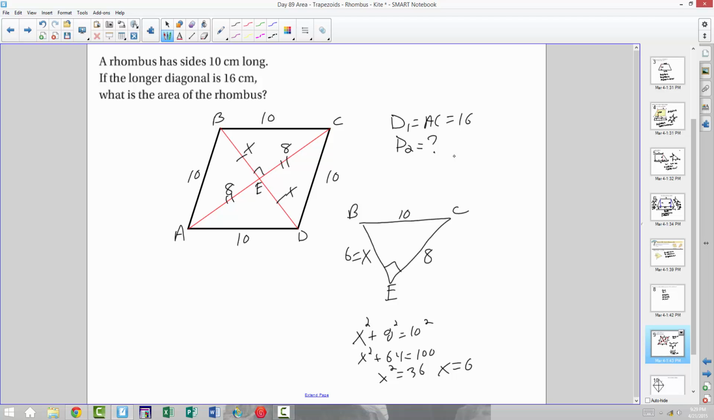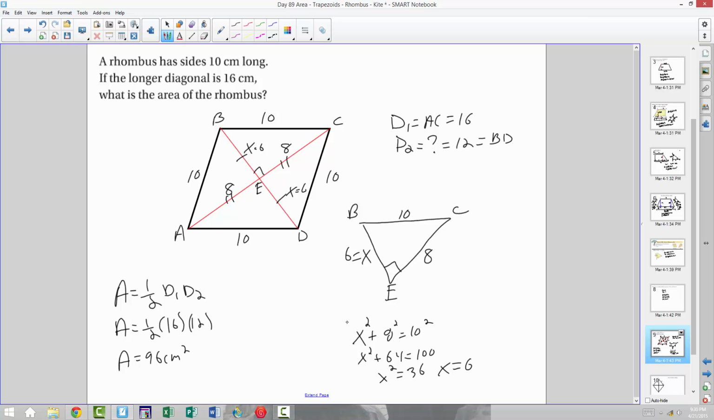x is equal to 6, therefore diagonal 2 is equal to 12, because if x is equal to 6, B to D is 6 plus 6, which is 12. Okay, that was the length of B to D. So now I know my area, which is half of D1 times D2. Area is half of 16 times 12, which gives me 96 centimeters squared. So area is equal to 96 centimeters squared.